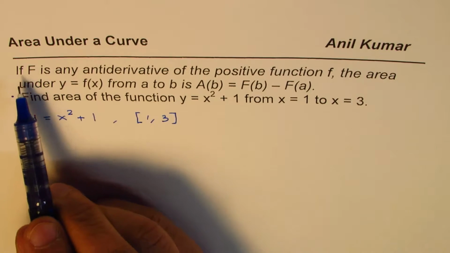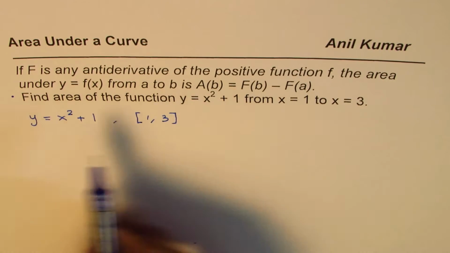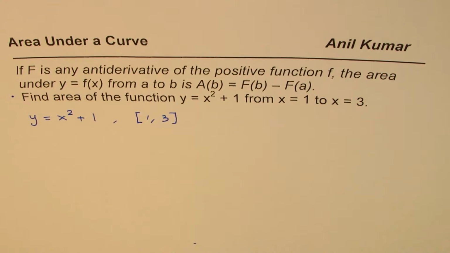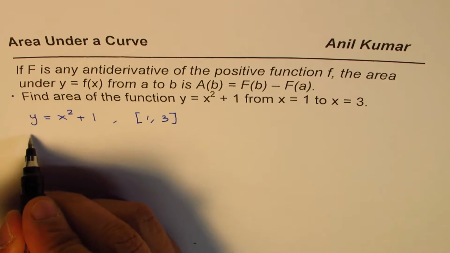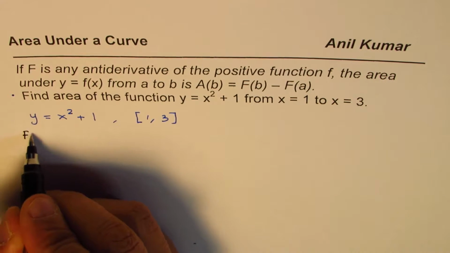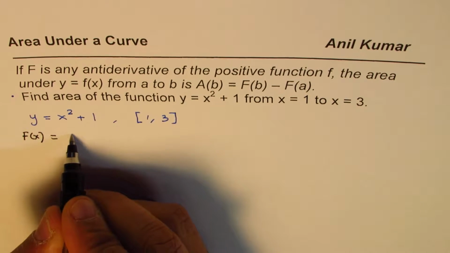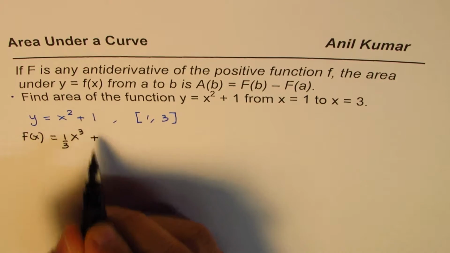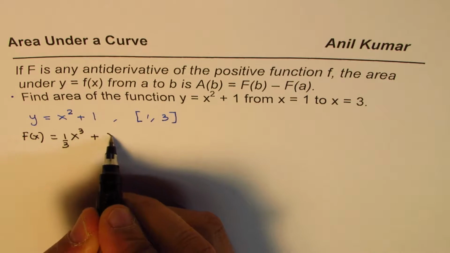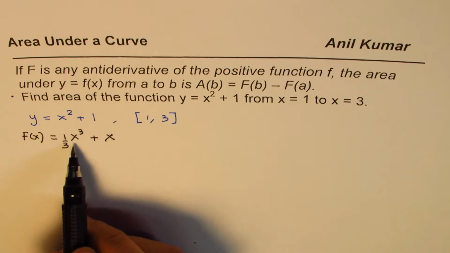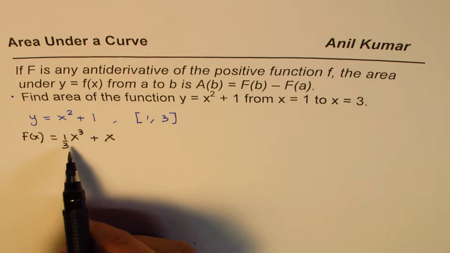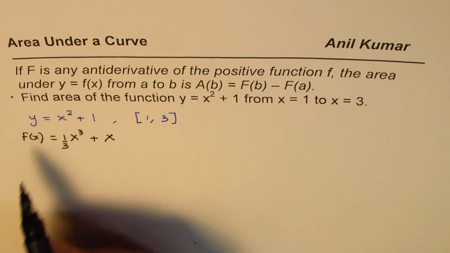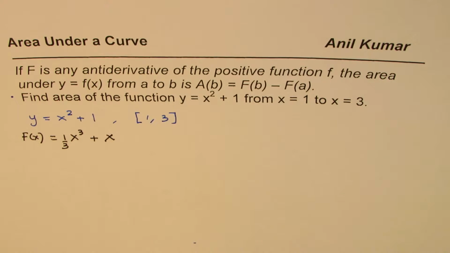It says that if F is an antiderivative of the function, so let's find the antiderivative of this particular function. What is the antiderivative of x squared plus 1? We can write this as F of x equals one third x cubed plus, the antiderivative of 1 is x. So the idea is, if I differentiate this, I get that. The derivative of this is 3x squared, the 3 cancels out, you get x squared. This is 1, so you get your function back.